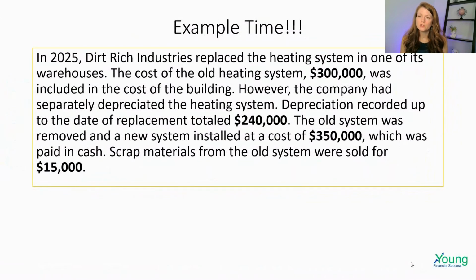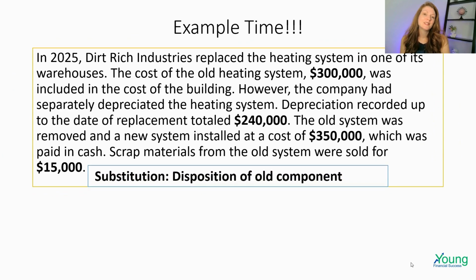So 2025, Dirt Rich Industries replaced their heating system in one of their warehouses. The cost of the old system was $300,000. It was included in the cost of the building. However, the company had separately depreciated the heating system. Depreciation recorded up to the date of the replacement totaled $240,000. The old system was removed and a new system installed at a cost of $350,000, which was paid in cash. Scrap materials from the old system were sold for $15,000.